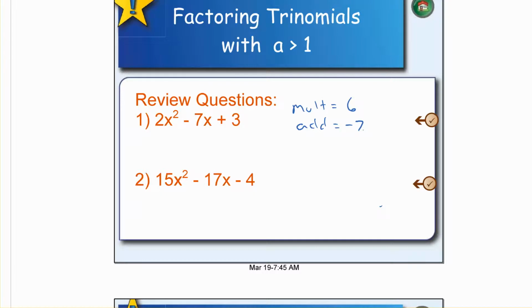Well, 2 and 3, no. 2 and 3 multiply to 6, but there's no way I can get them to add to negative 7. What about 6 and 1? Yeah, I could do that, right? I can have them multiply to 6 if it was negative 6 and negative 1. They would multiply to 6 and they would add to negative 7. So these are the ones I'm looking for. Now, what I'm going to do with those, I'm still going to make my two brackets.